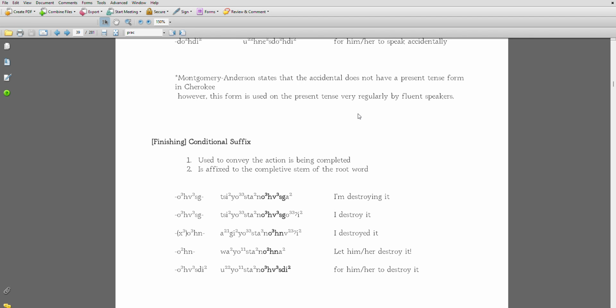Giostanohaska. I'm destroying it. Giostanohaskoi. I destroy it. Agiostanohnai. I destroyed it. Wayostanohna. Let him or her destroy it. Uyostanohasti. For him or her to destroy it.